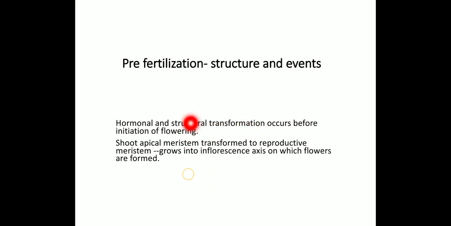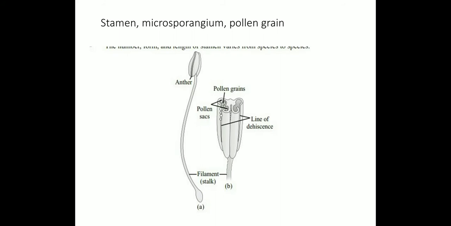Due to this, the shoot apical meristem is converted into the reproductive meristem. It grows into the inflorescence axis. On the inflorescence axis, floral primordia and buds are formed, and from those buds there is a formation of flowers. So all these are under the control of hormones. The next part, we are going to start with gametogenesis and gamete transfer.